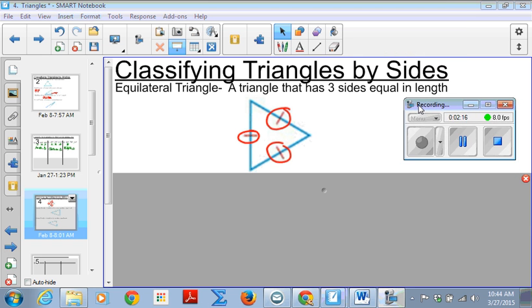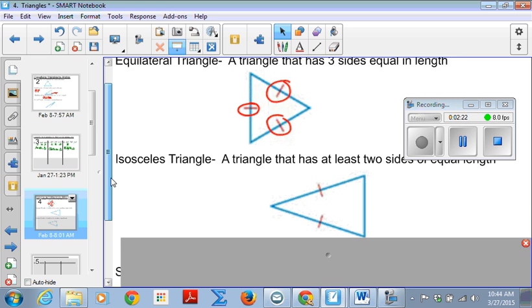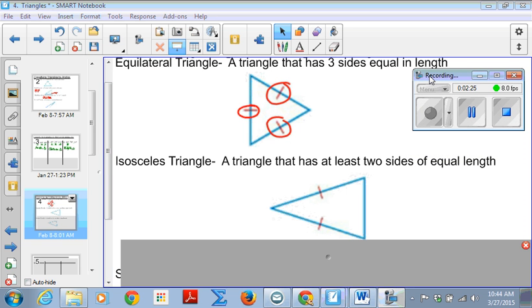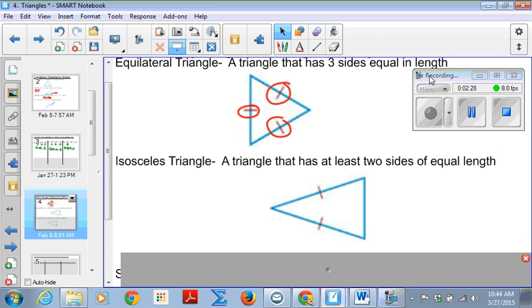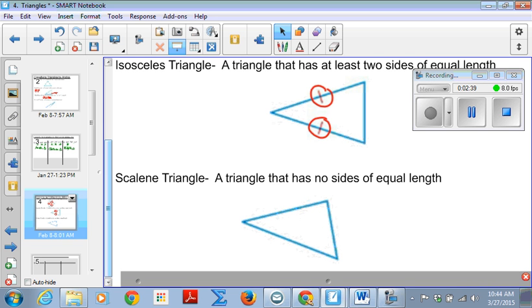So equilateral triangle there. An isosceles triangle has at least two sides of equal length. Again, we can see the tick marks. Those two sides are the same. Finally, a scalene triangle is a triangle with no sides of equal length. So if there are no sides marked, and we're asked for the type it is, scalene. If we see something like this, we have three different sets of ticks. That tells us they're different as well. So that's a scalene triangle.